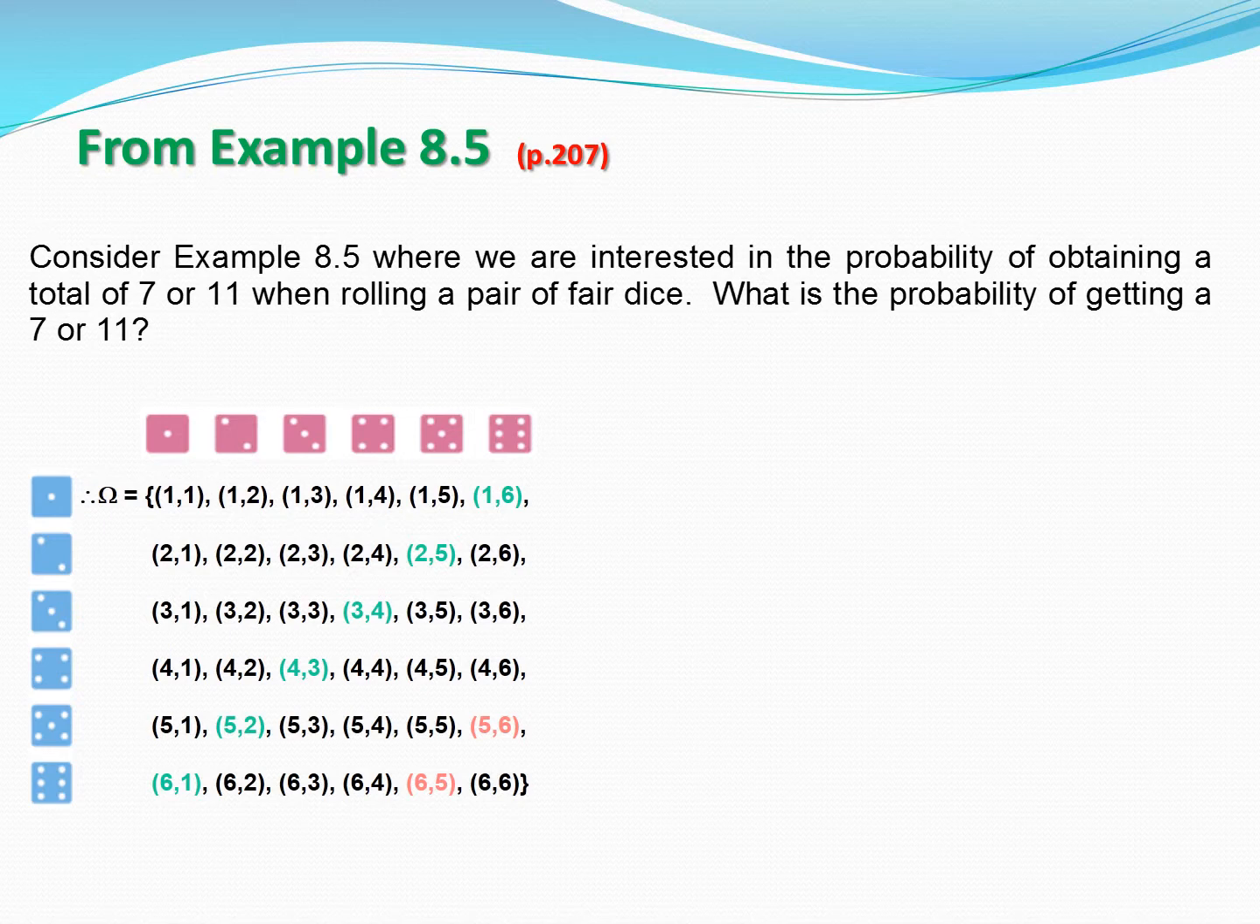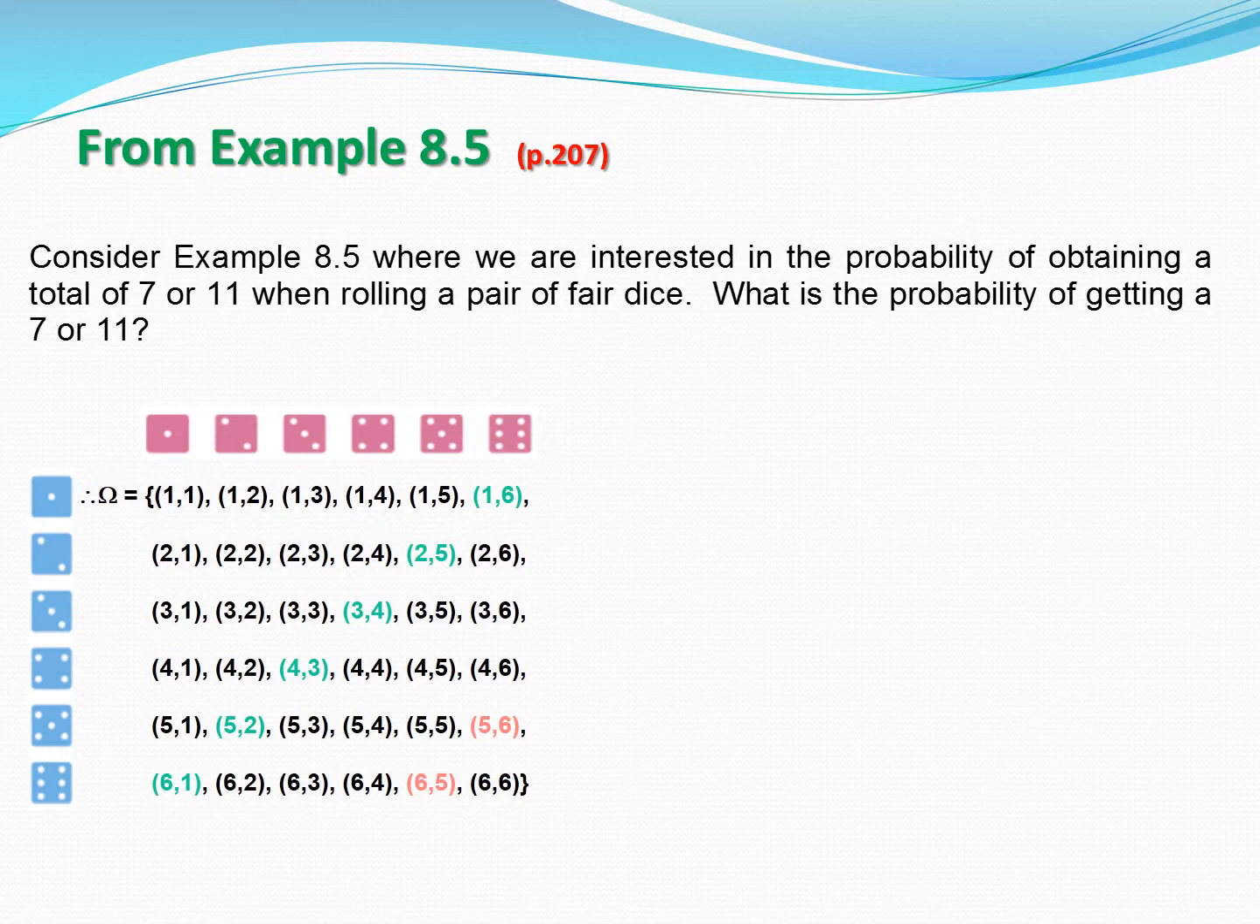For example, continuing from example 8.5, where we were interested in the probability of obtaining a total of 7 or 11 when rolling a pair of fair dice, they now ask you, what is the probability of getting a 7 or 11? Now, these two events will be mutually exclusive because you can't get a total of 7 and a total of 11 at the same time.